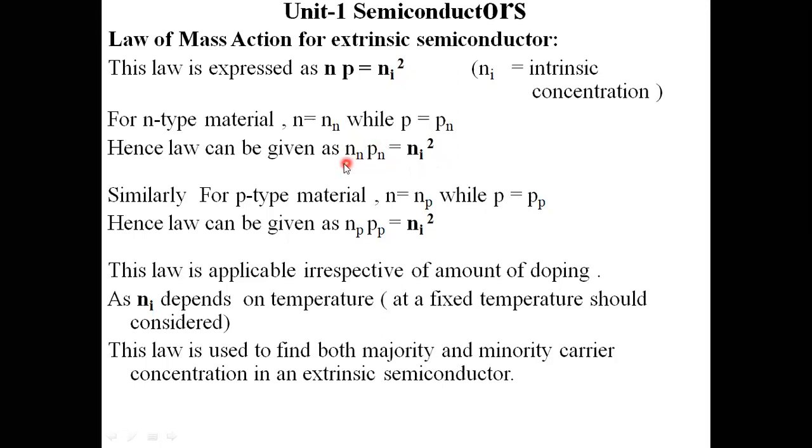That means this is the electron, majority charge carrier concentration in n-type semiconductor material, and the minority charge carrier concentration, that is, the hole concentration, can be found in n-type semiconductor material. This is possible for both p-type as well as n-type semiconductor material. That is the meaning of this.